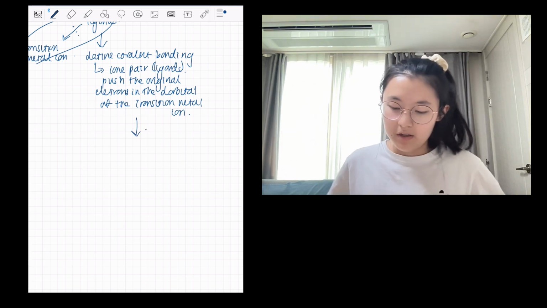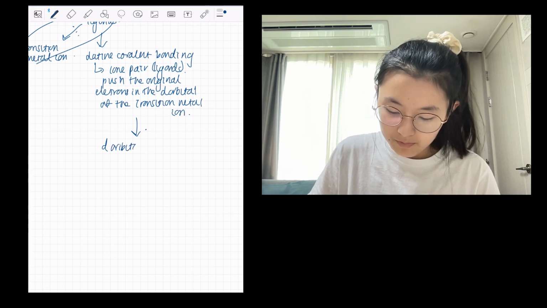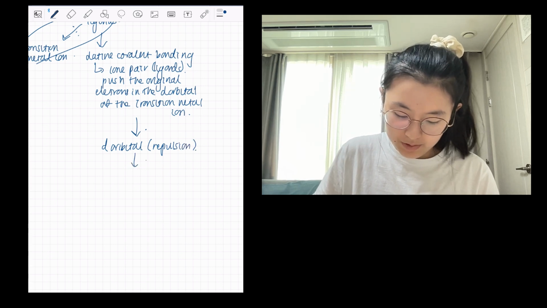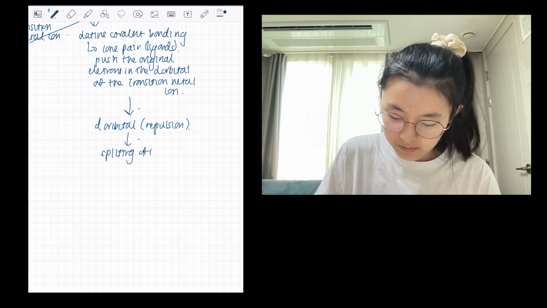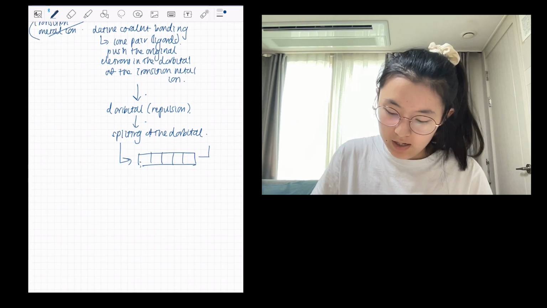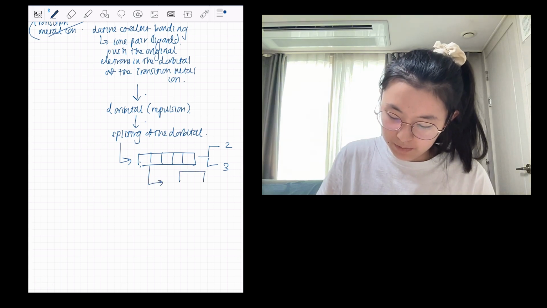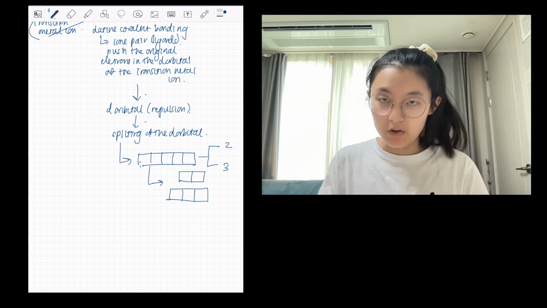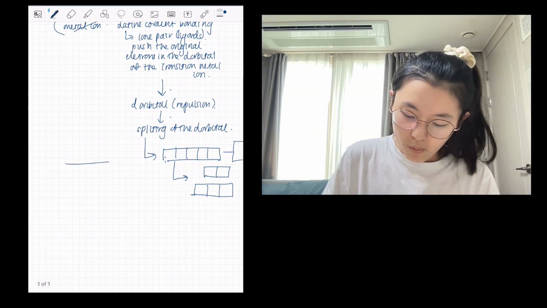And so the electrons that were originally in the d orbital of the transition metal ion will undergo a process of repulsion, which results in splitting of the d orbital. It's going to split in a division of 2 and 3. So this is going to be split in this formation. And remember that in each of these boxes, 2 electrons can go in.